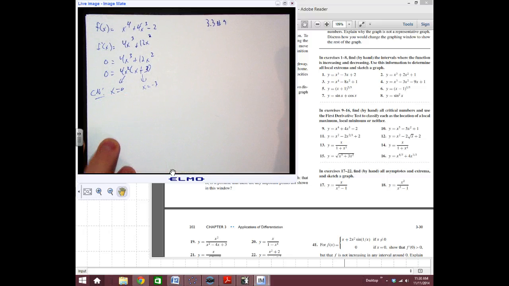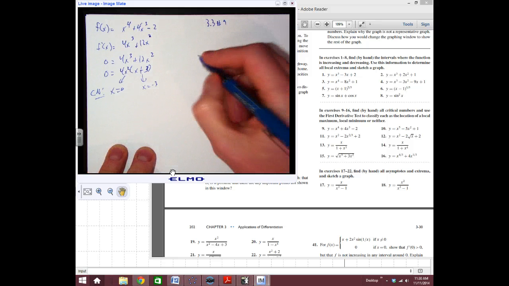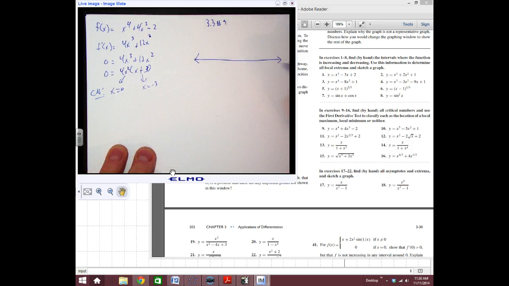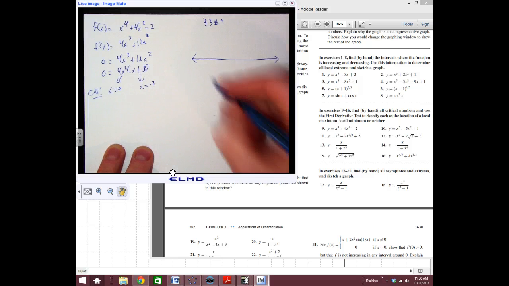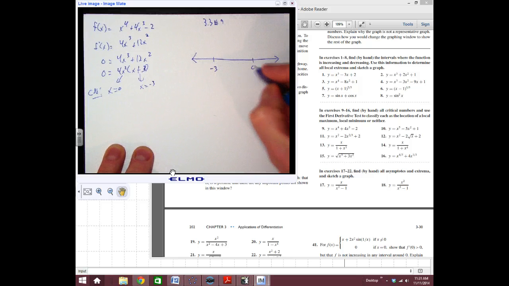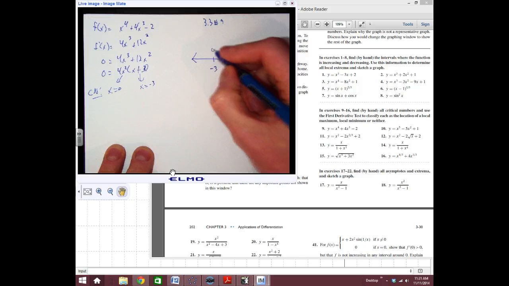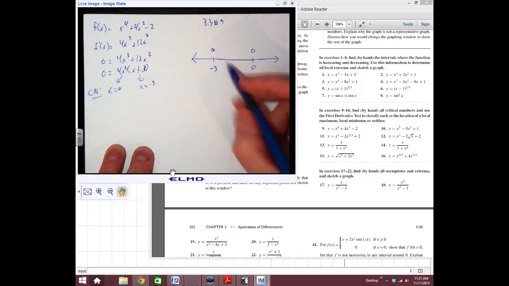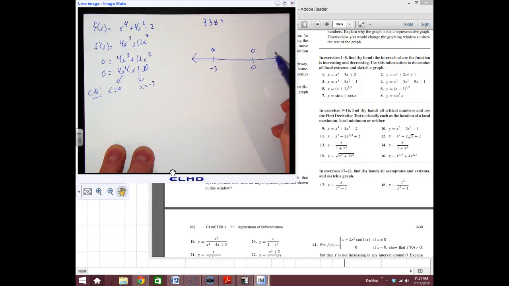Now, we do our first derivative test, setting up our sign chart. Negative 3 is on the left, 0 is on the right. And we know at negative 3 and at 0 we had our two 0 slopes. So now the question is what's happening to the left of negative 3, what's happening between negative 3 and 0, and what's happening to the right of 0.